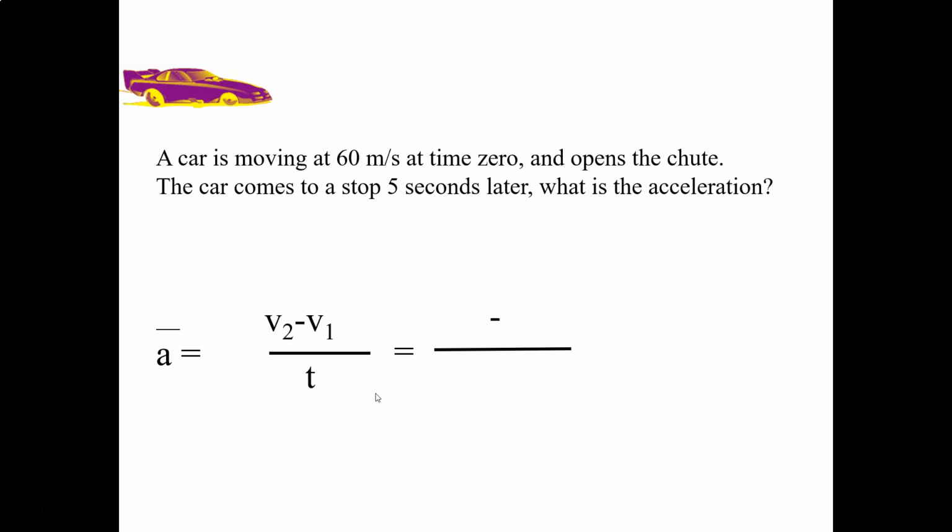Let's say we had another type of situation, and this one I'm going to let the computer work. You were moving at 60 meters per second initially, and you open up your parachute, and your car comes to a stop 5 seconds later. What's your acceleration here? Now, my V2 in this case is going to be 0. My final velocity is going to be 0 because I'm coming to a stop. My initial velocity is 60, and my t is 5 seconds. And when I do this, I'm going to get a negative 12 meters per second squared.